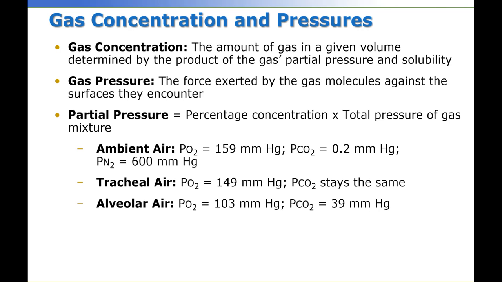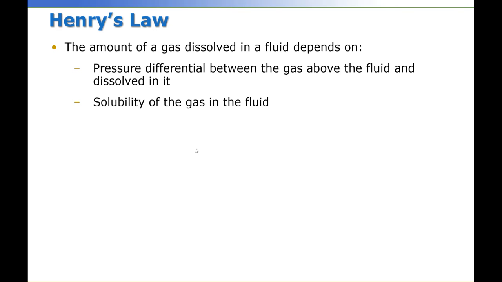Okay, tracheal air, oxygen is 149 millimeters of mercury, carbon dioxide stays the same. Alveolar air, oxygen 103 millimeters of mercury, carbon dioxide is 39 millimeters of mercury. Henry's law: the amount of gas dissolved in a fluid depends on the pressure differential between the gas above the fluid and dissolved in it, and the solubility of the gas in the fluid.